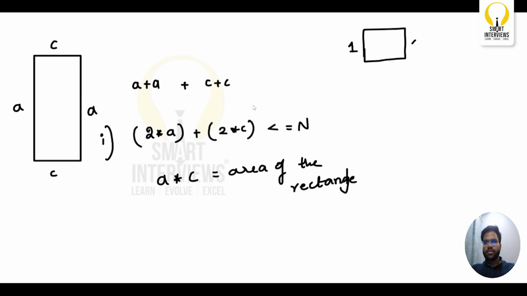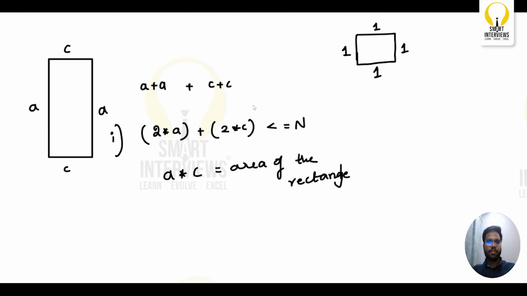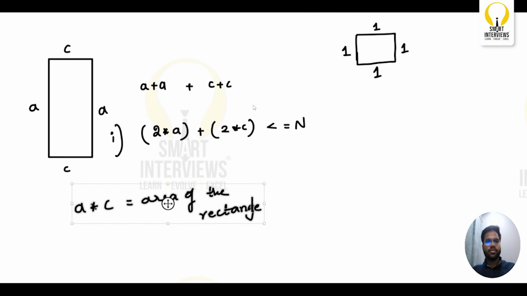Let's say you have drawn a rectangle of length 1 and breadth 1. Now what is the area of this rectangle? 1 into 1, which is 1. Now coming to the area, what is the area of this rectangle? Area is 1. And what is the amount of ink taken to draw this rectangle? I'll replace the value of A with 1 and the value of C with 1 in this formula.